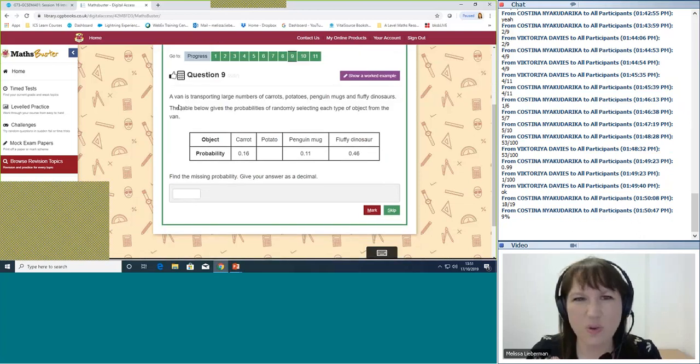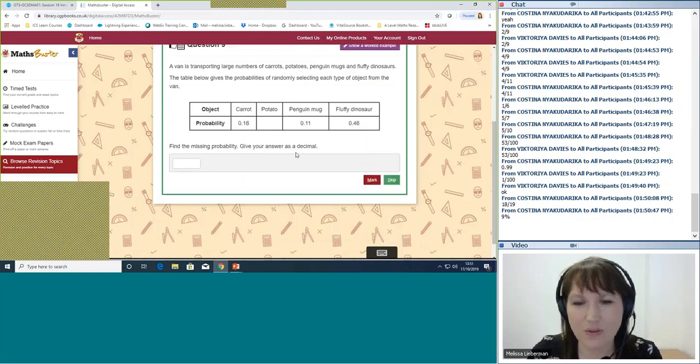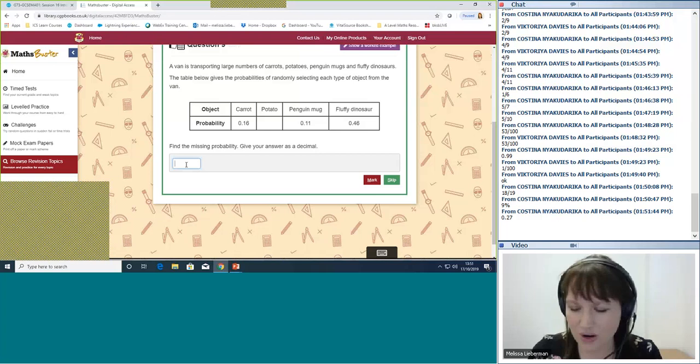So we've got up to 10, just to make it a nice round number. This tells us that a van is transporting a large number of carrots, potatoes, penguin mugs, and fluffy dinosaurs. The table below gives us the probabilities of randomly selecting each type of object from the van. So what we need to do for this one is add together 0.16, 0.11, and 0.46 and subtract that from 1. What are we left with? And you can use a calculator if you want to. I don't have my calculator with me now. So someone would like to work that out for me, and we'll see if you're right.